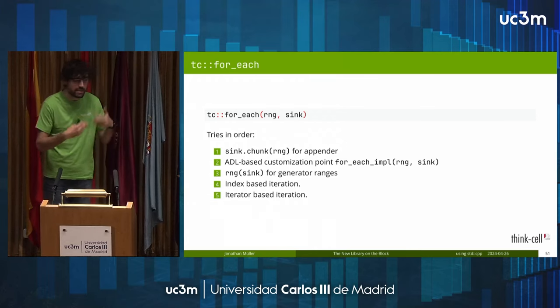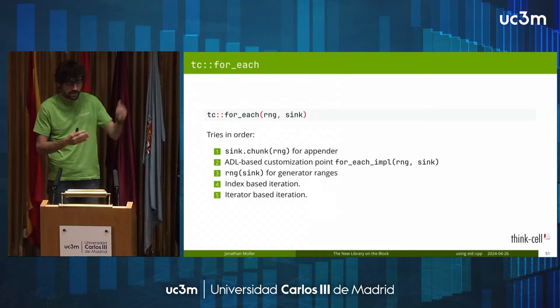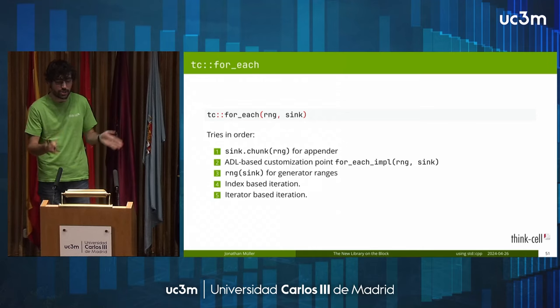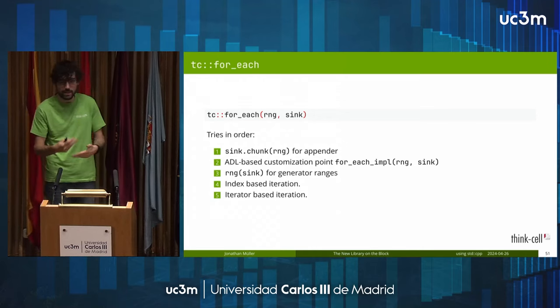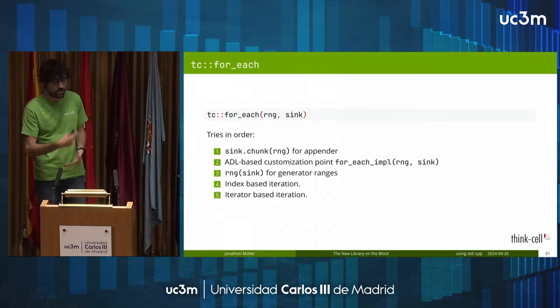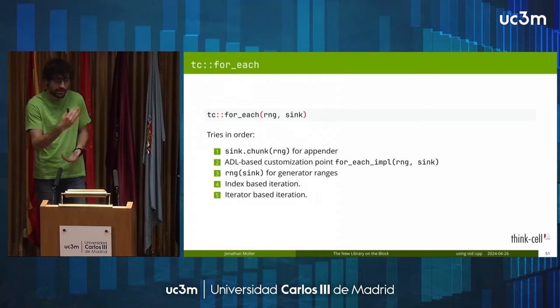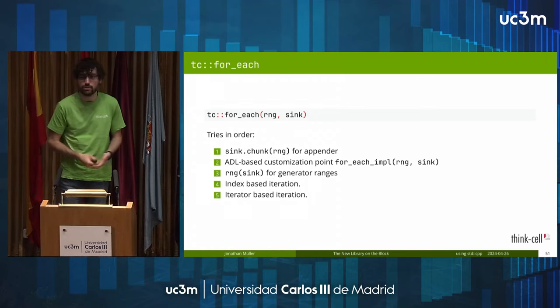And all of this is built on top of for_each. This is the primary building block that we use. It tries in order: it first tries to do chunking. If that fails, it uses a special customization point. Otherwise, it assumes it's a generator range. Otherwise, it uses index iteration because it's more bounds-safe with less invalidation. And finally, it uses a plain old range-based for loop using iterators.